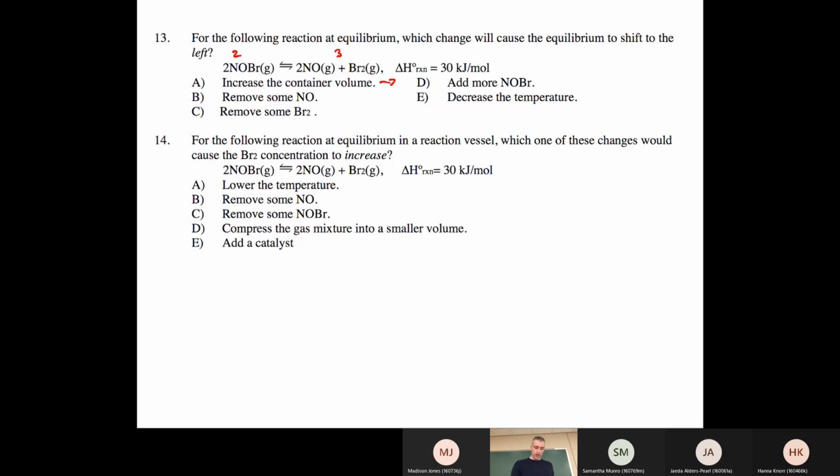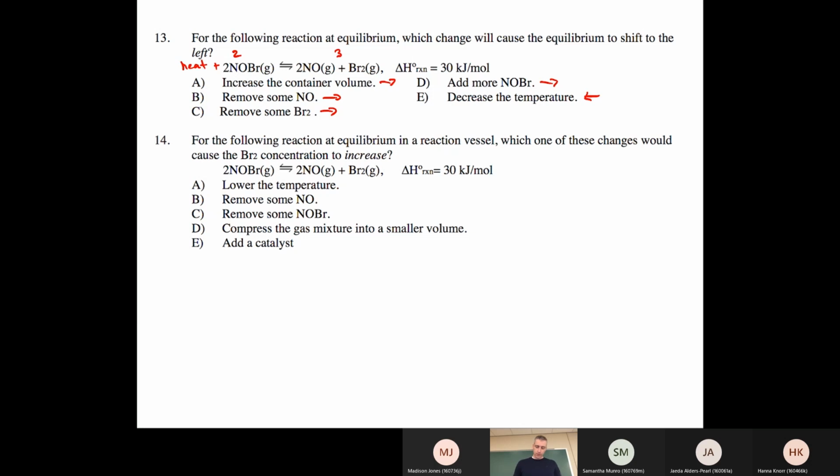Removing some NO will also cause the equilibrium to shift to the right. Removing some Br2 will cause it to shift to the right. Adding more NOBr will also cause it to shift to the right. Decreasing the temperature, though, because this is an endothermic reaction where we can think of heat as being a reactant. If you decrease the temperature, it's like you're removing heat. That's going to cause this to shift to the left.